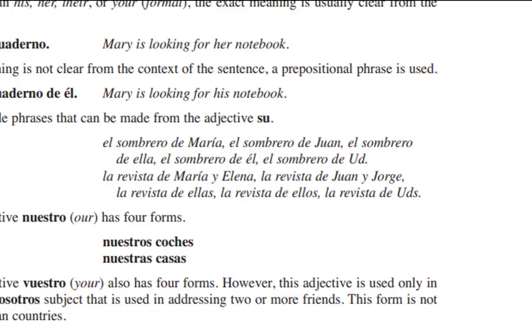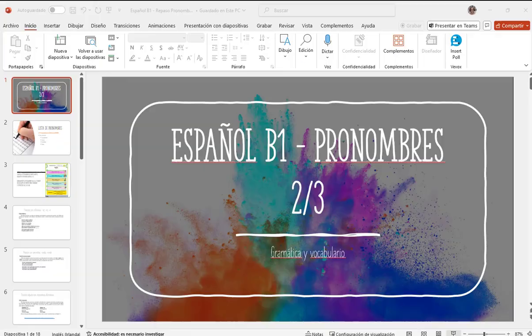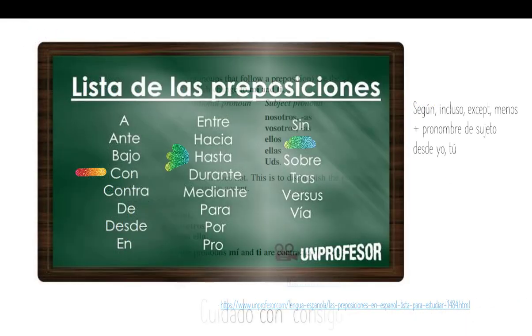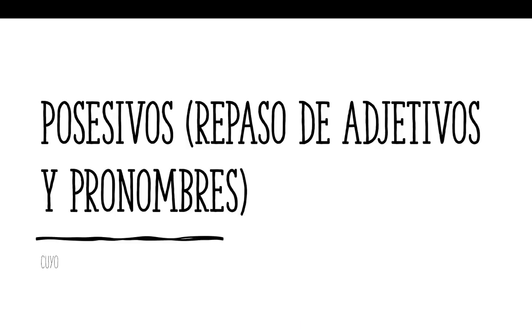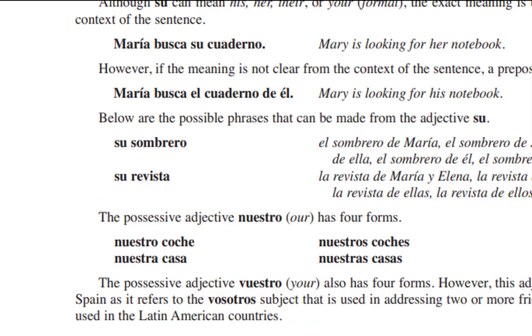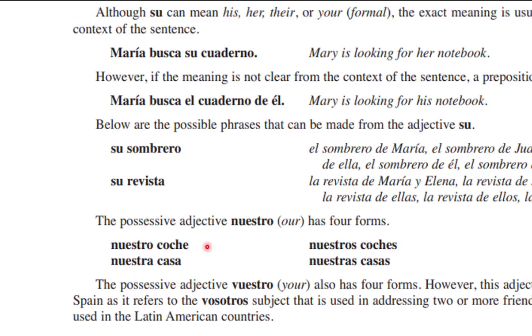Okay? Careful with nosotros and vosotros because they will also agree in gender. So nuestro and vuestro agree in gender with the noun, with the possessed thing. Nuestro coche, nuestros coches, nuestra casa, nuestras casas, and the same for vuestro, vuestro coche, vuestra casa.